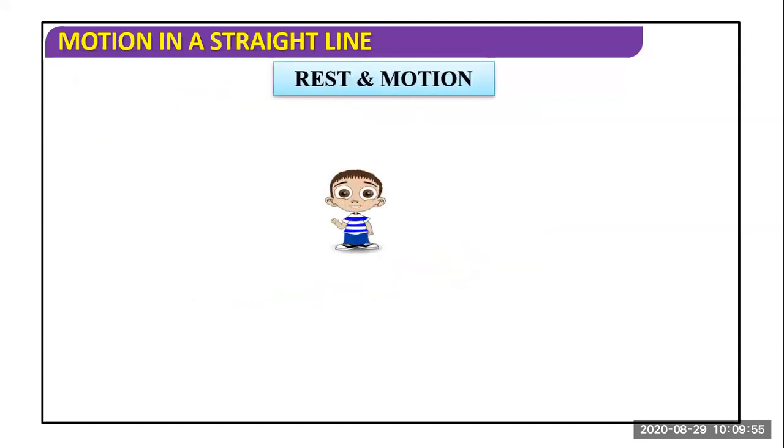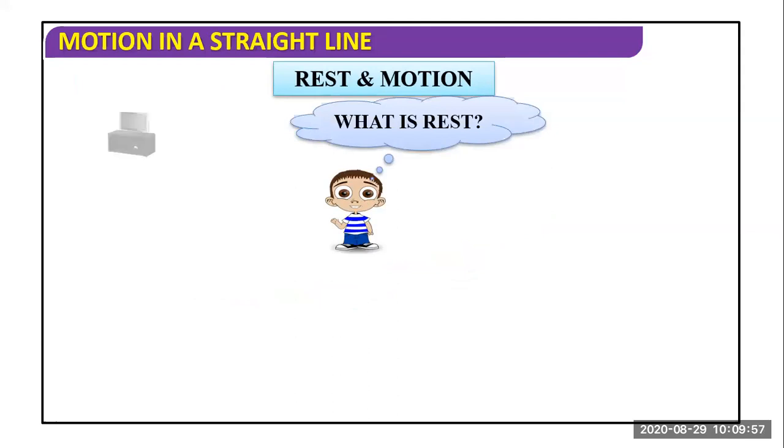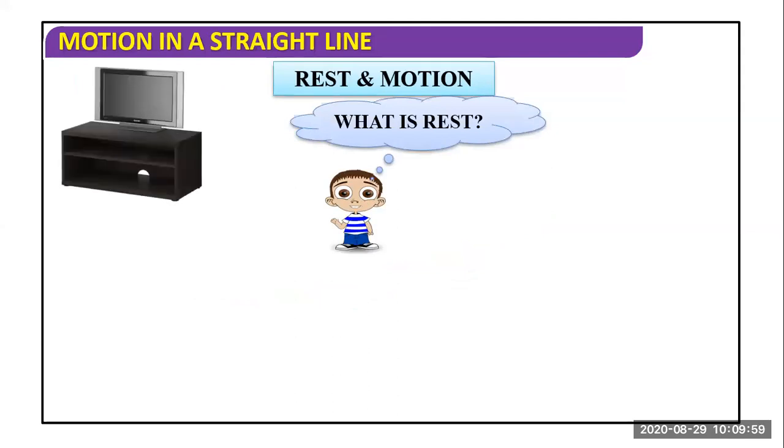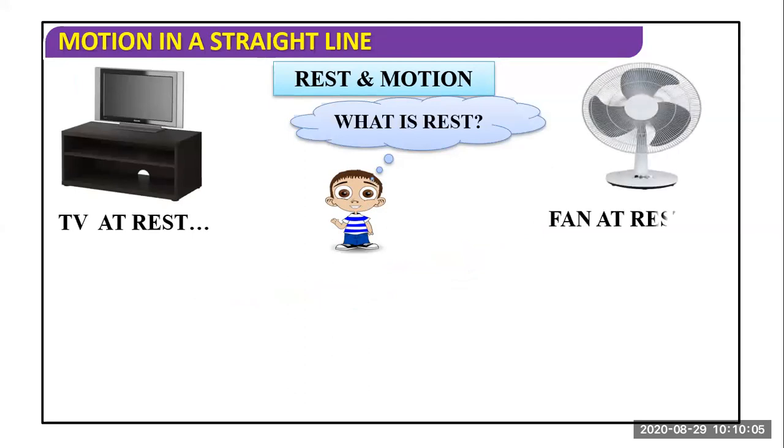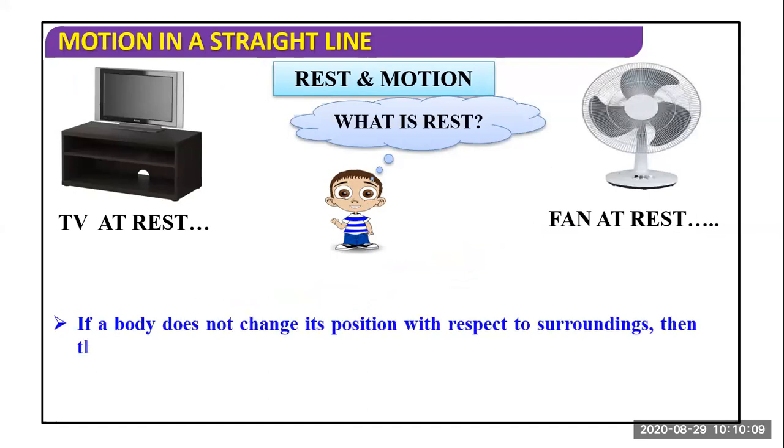Now we will discuss rest and motion. What is rest and what is motion? You can see that a TV kept in a room can be considered at rest. A fan kept can be considered at rest. If a body does not change its position with respect to its surroundings, then the body is said to be at rest. As you can see, in the case of the TV and fan, the position is not changing, so they are said to be at rest.